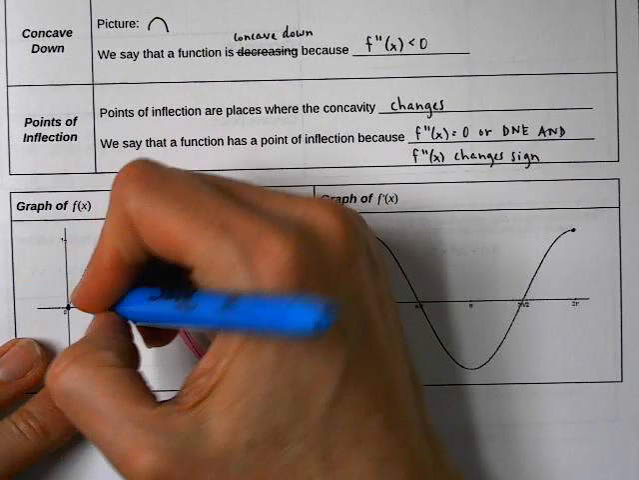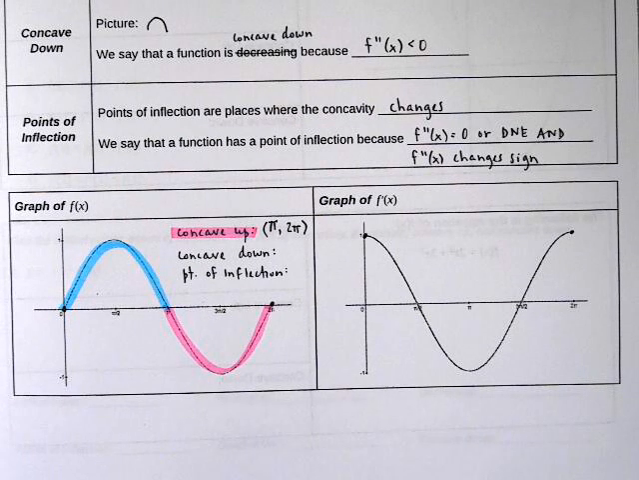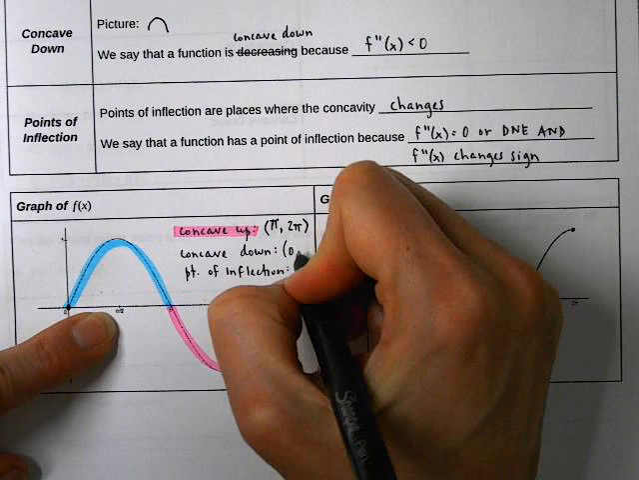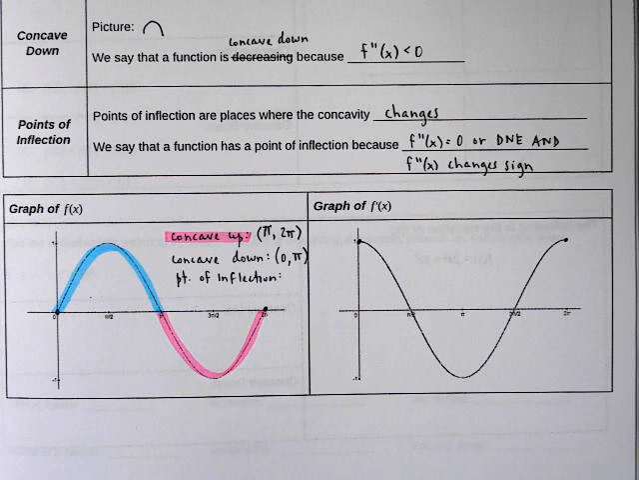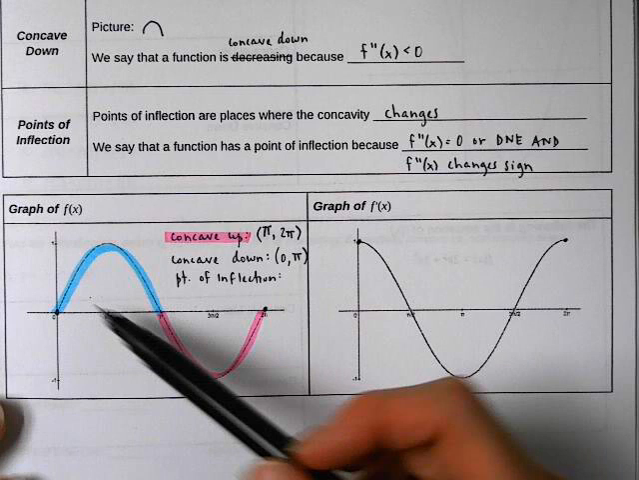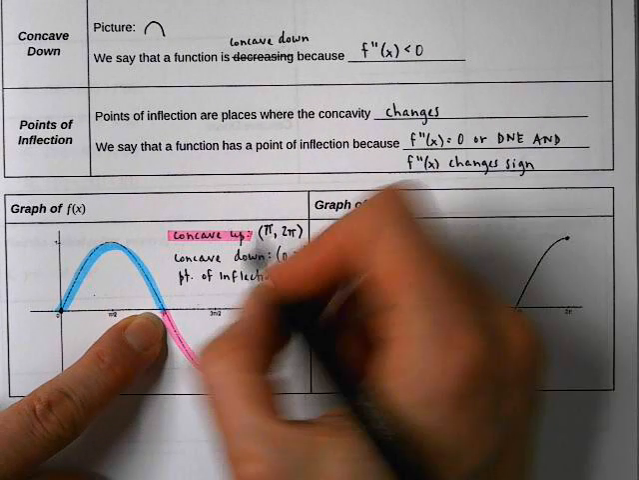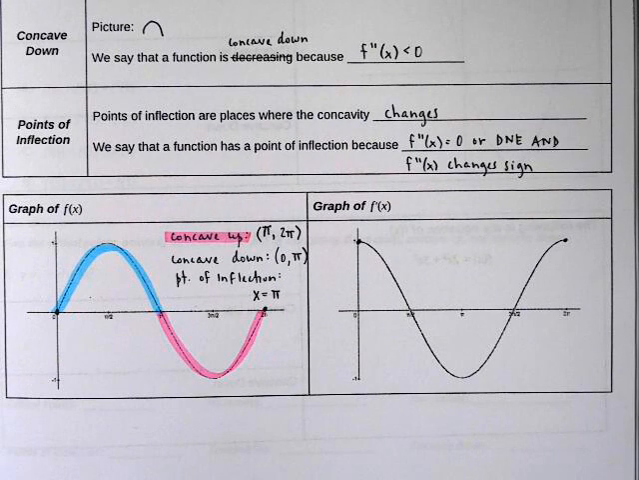Concave down is where we've got our frown. And so in our case, that's going to be from 0 to pi. Now, in terms of point of inflection, where we changed from concave down to concave up is going to be at this point here. So we would say we have a point of inflection at x equals pi. So that's how we do this from the original graph.